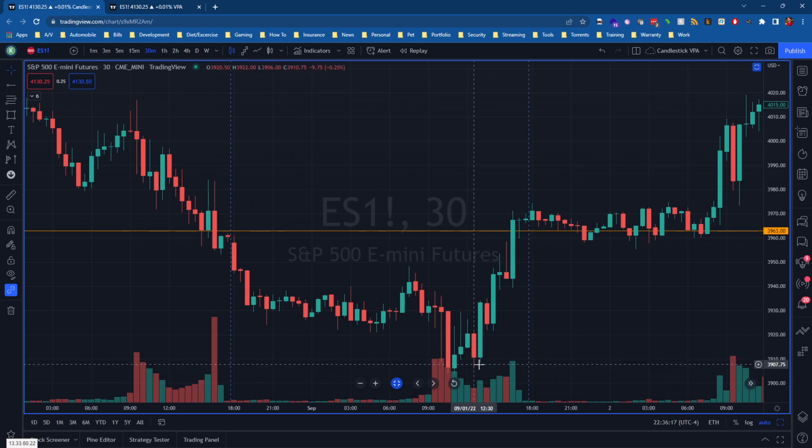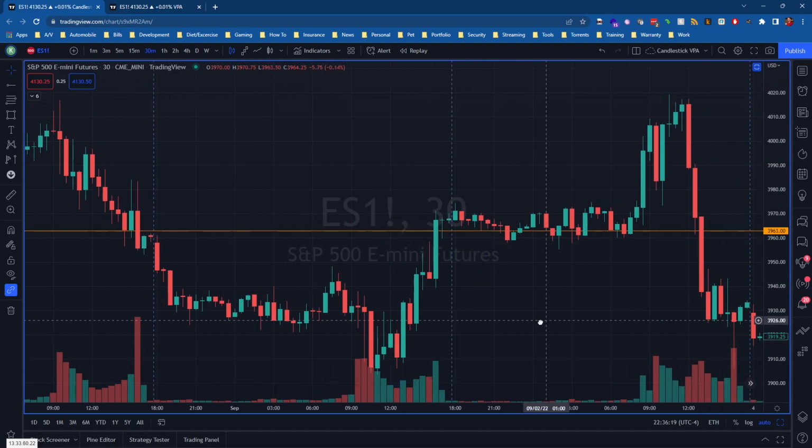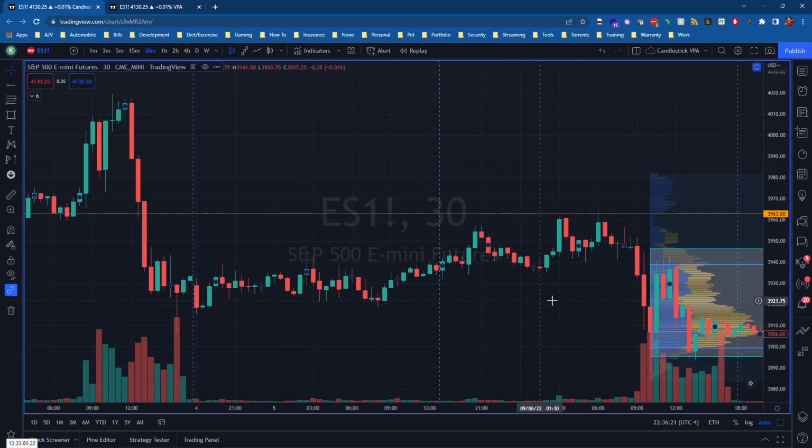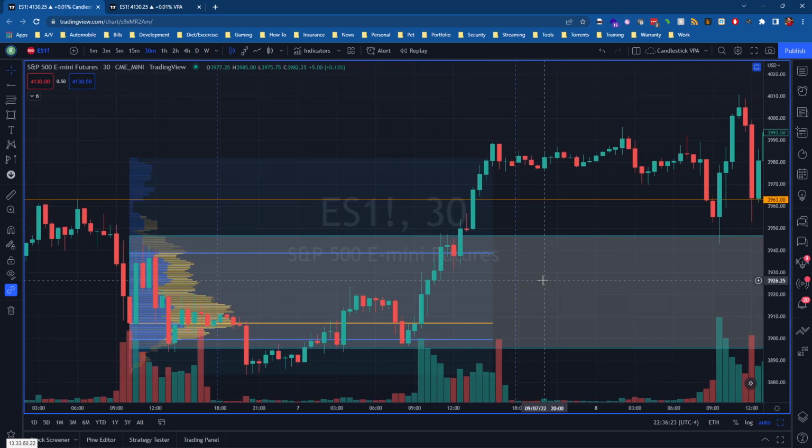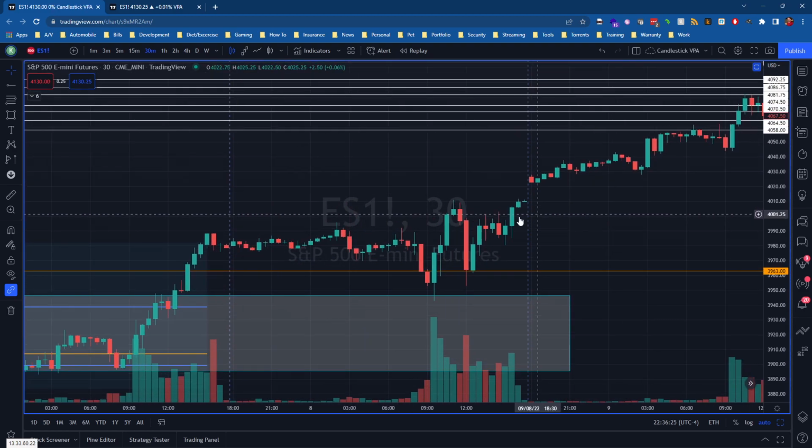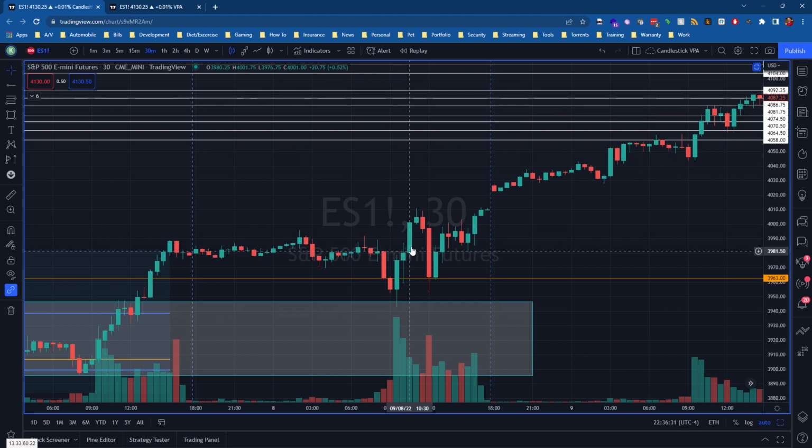Eventually, it got to a point where it was so low that it was very appealing to buyers to take back over. And that's when we get into the order block stuff that I talked about previously. We had a market structure break finally. We retested the order block, and we start moving higher. Here was the double fair value gap, basically.